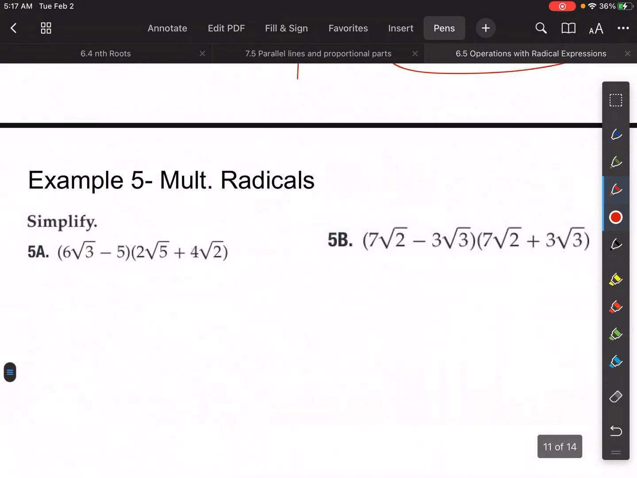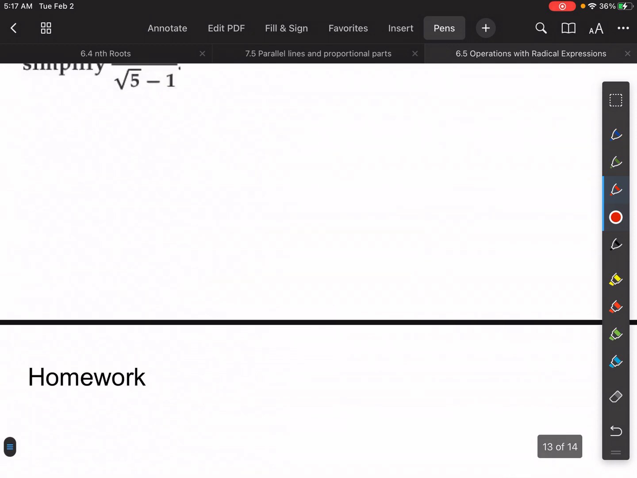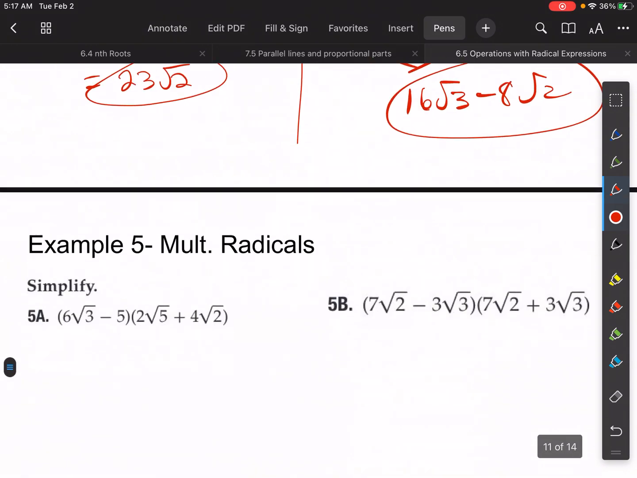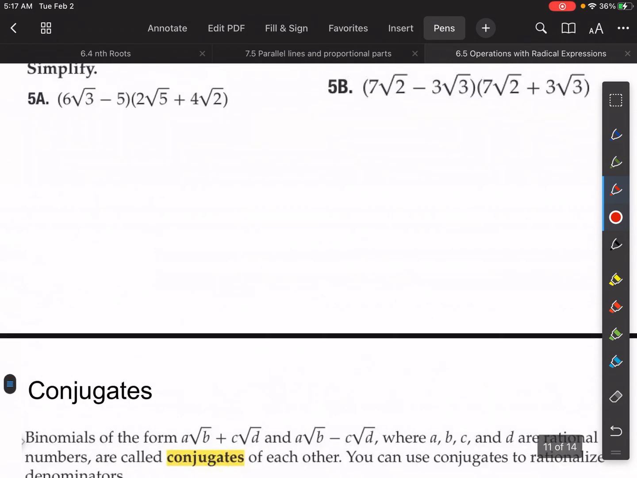All right, for example 5. Okay, and then I think we're going to stop here. We need to split this up, I think. I will go into multiplying radicals and conjugates next time.